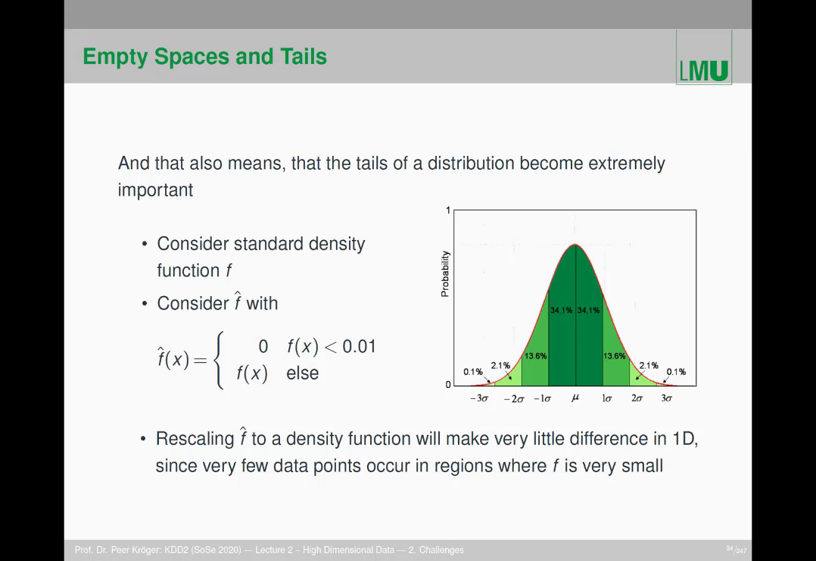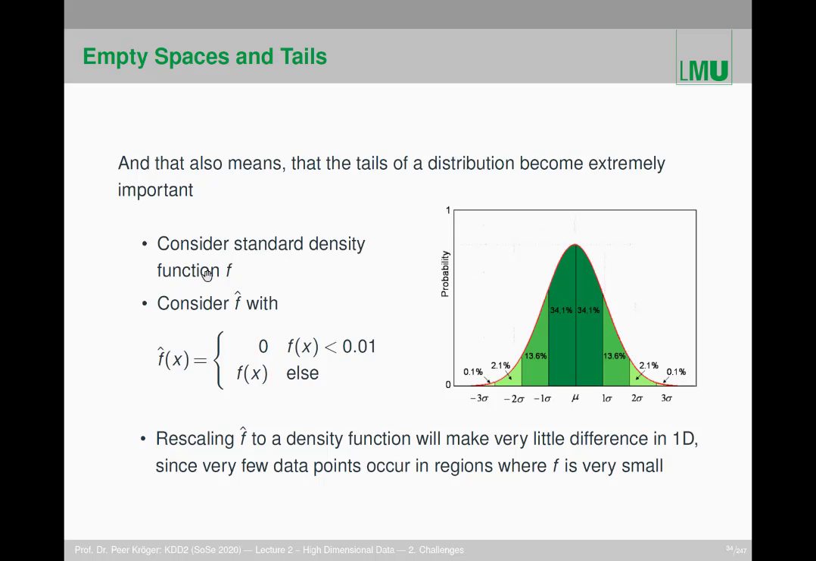So now, picking up the point with the tails of the probability functions: from the empty space problem it follows that the tails of the distributions, as I said before, become extremely important. So here is the mathematical foundation for that.